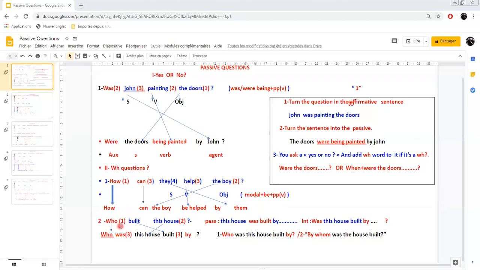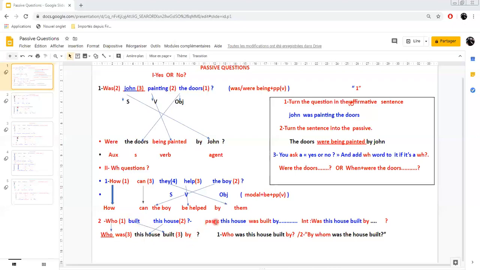In example number two, "Who built this house?" We are asking a question about the subject here. So number one, you are going to repeat your question word. Number two, you bring your object here and put it as the subject. And now you are going to add the auxiliary here. In which tense is the verb here? It is the simple past. Then you are going to use the auxiliary of the passive in the simple past. And since this house is singular, we say "was", the past participle, and then you end with "by" because you are asking a question here.